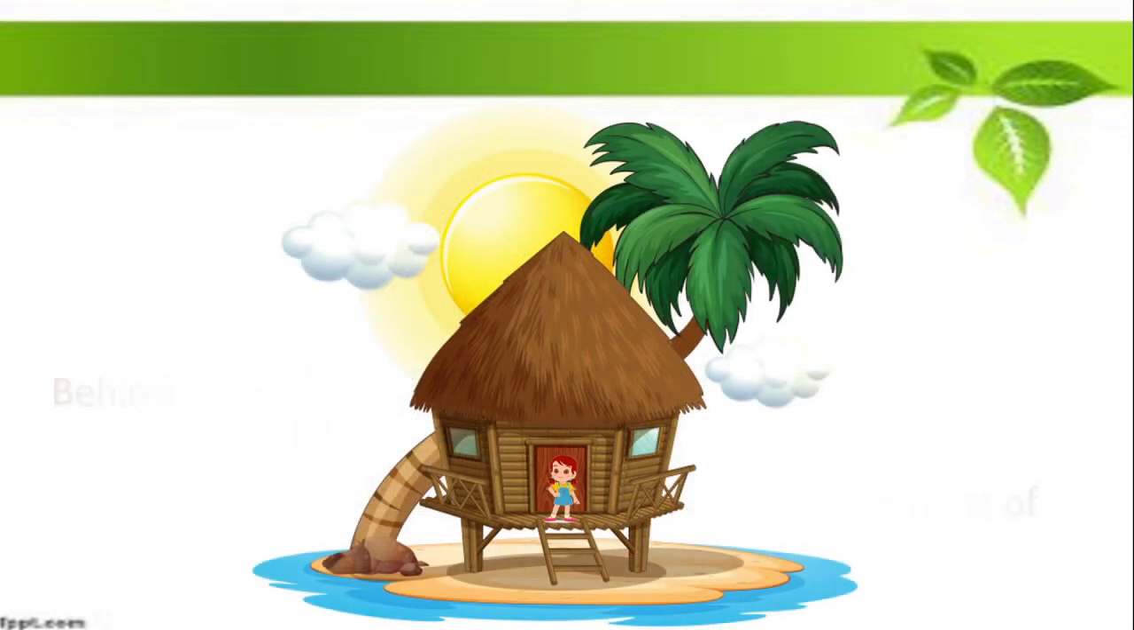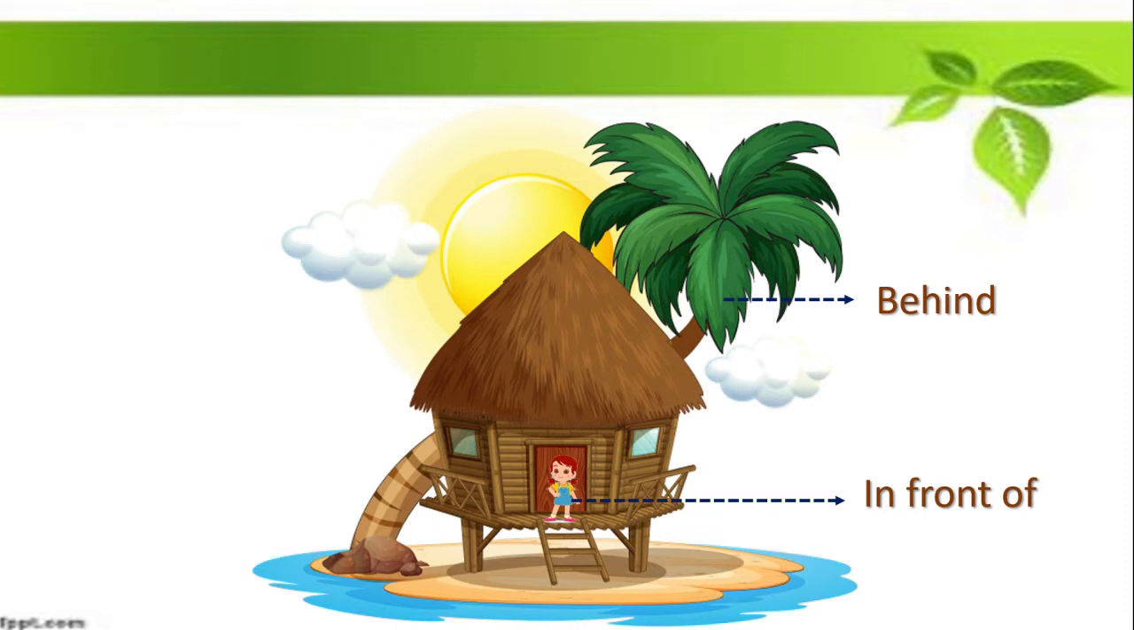See here one more picture. Here you can see a hut on the island. Right? And here you can see so many objects. Now this girl is standing here and the coconut tree is there. Now we will try to find out the position of these two first. See, you know this is hut, right? Where the girl is standing and where is the coconut tree here? Yes, coconut tree is behind, पीछे में है, right? And the girl is standing in front of this hut, isn't it?